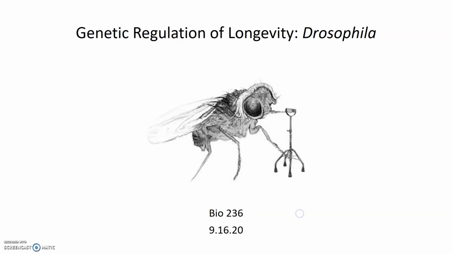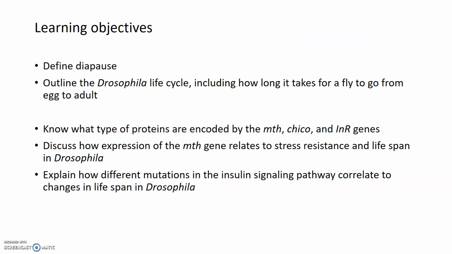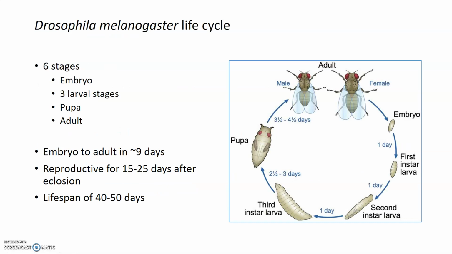And so, taking that into account, we're going to talk a little bit about what we do know about the genetics of longevity and aging from studying Drosophila. We're going to talk about the Drosophila life cycle, as well as what diapause is and how it might affect lifespan. And then we're going to talk about several different pathways involved in lifespan extension and longevity.